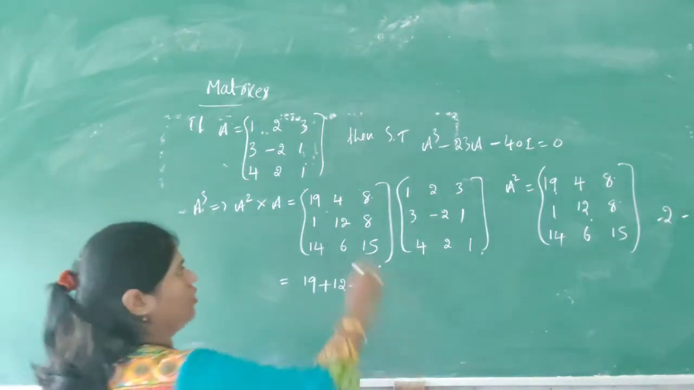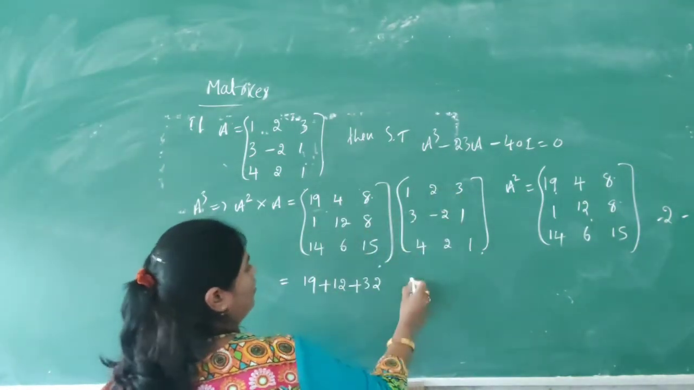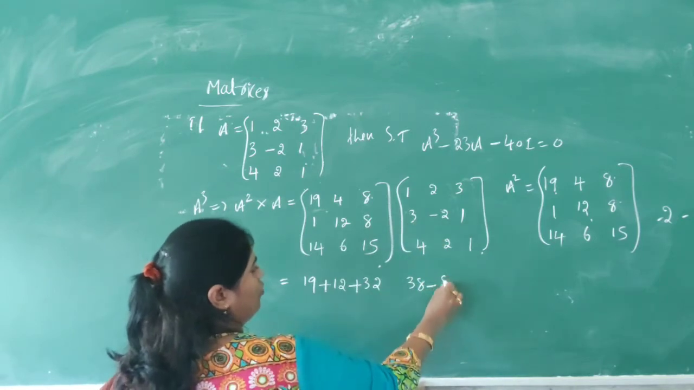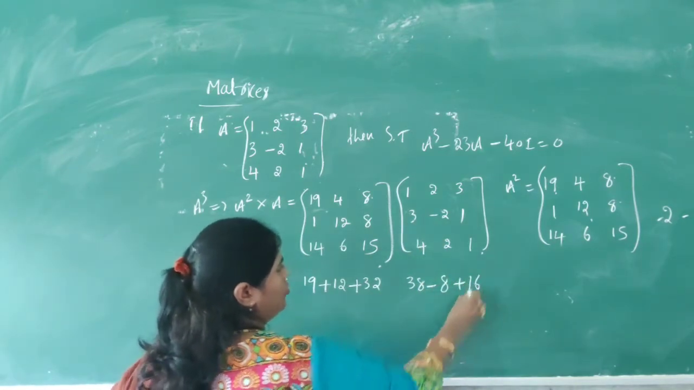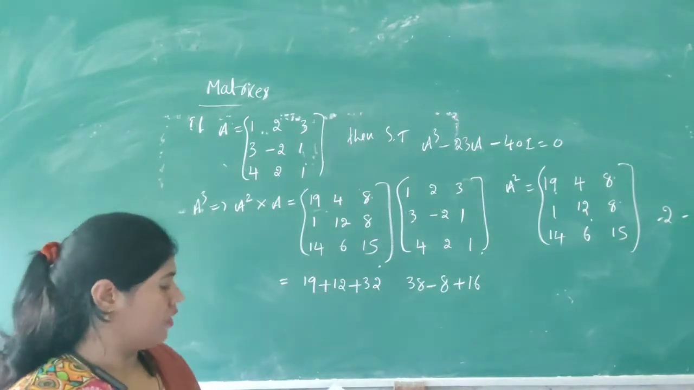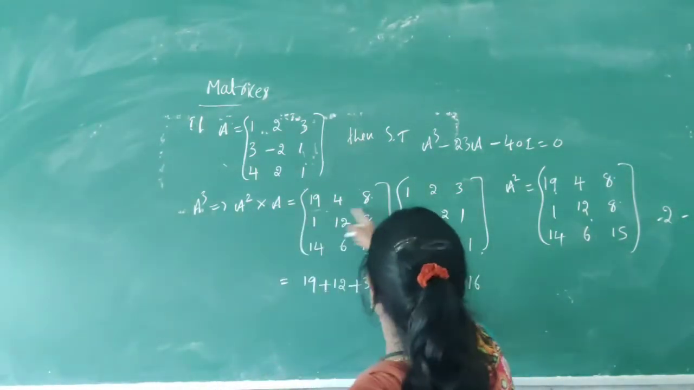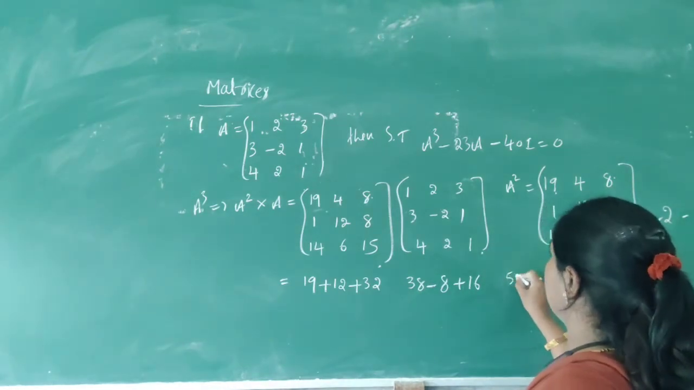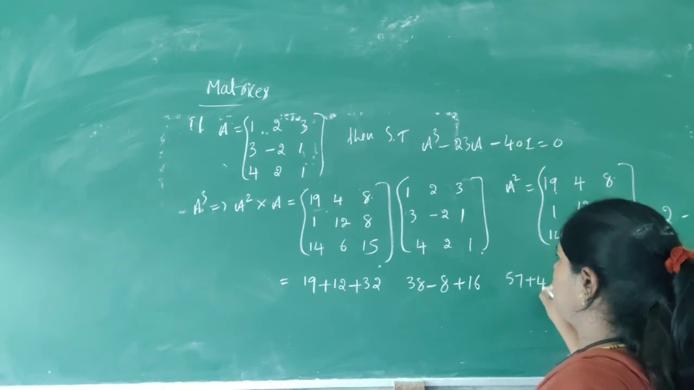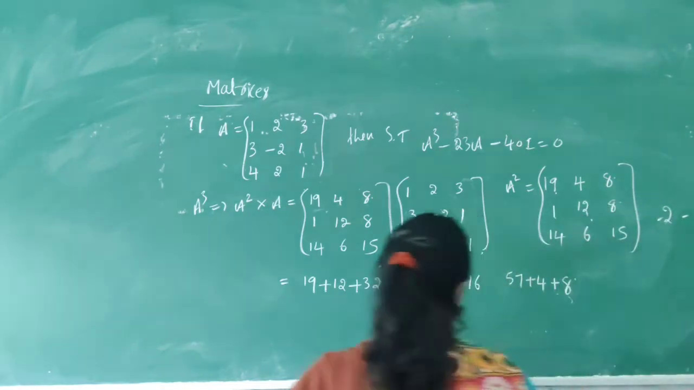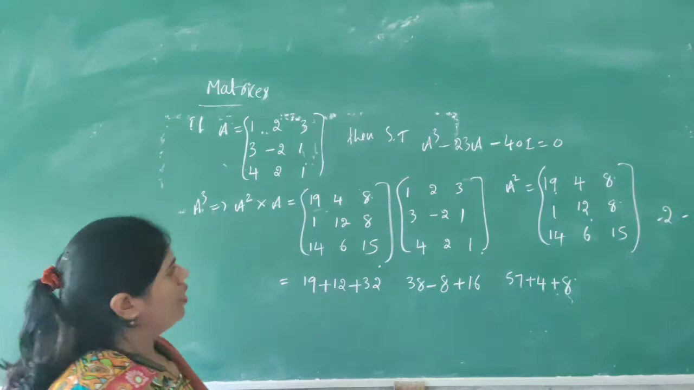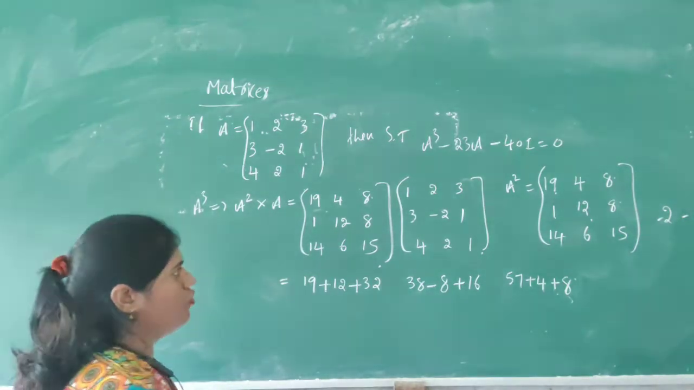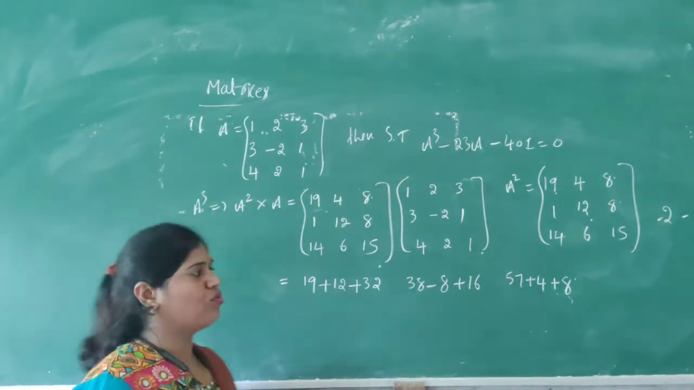Next, first row, second column: 19 twos are 38, plus minus 4 twos are 8, plus 8 twos are 16. Next one, first row, third column: 19 threes are 57, plus 4 ones, plus 8 ones. First row, first column, second column, third column is over.